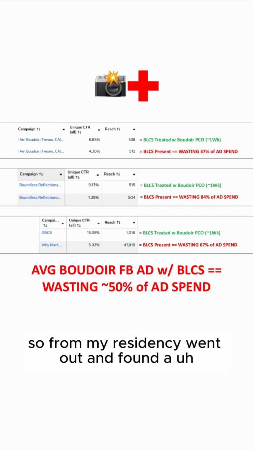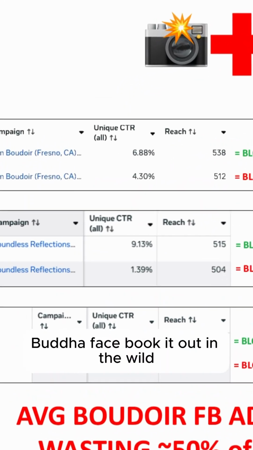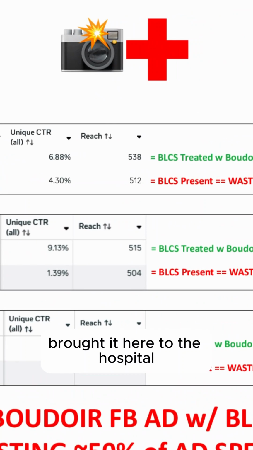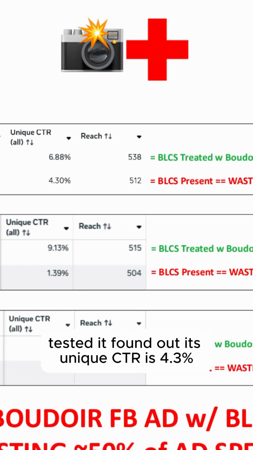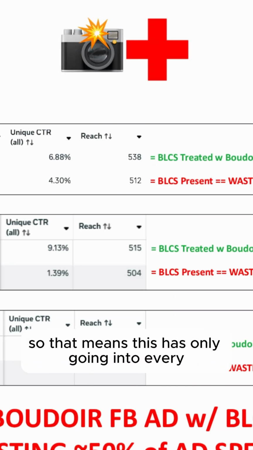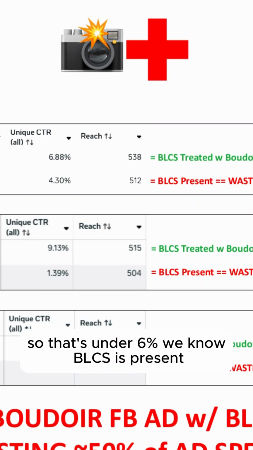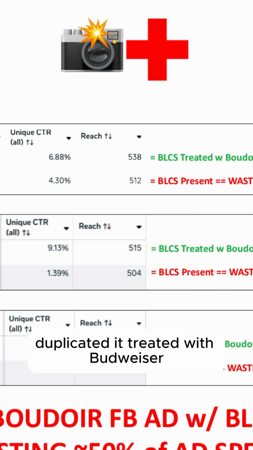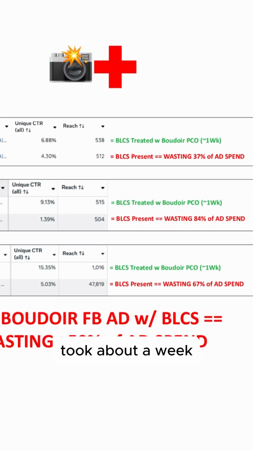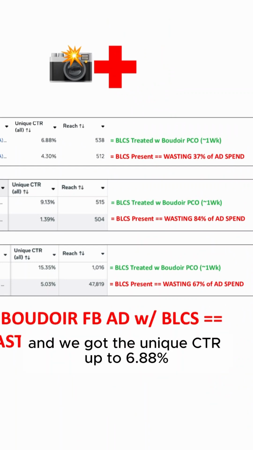So from my residency, I went out and found a Boudoir Facebook ad out in the wild, brought it here to the hospital, tested it, found out its unique CTR all is 4.3%. So that means this ad is only going into 4.3 out of 100 women's brains. So it's under 6%. We know BLCS is present. Duplicated it, treated with Boudoir Pico, took about a week, and we got the unique CTR all up to 6.88%.